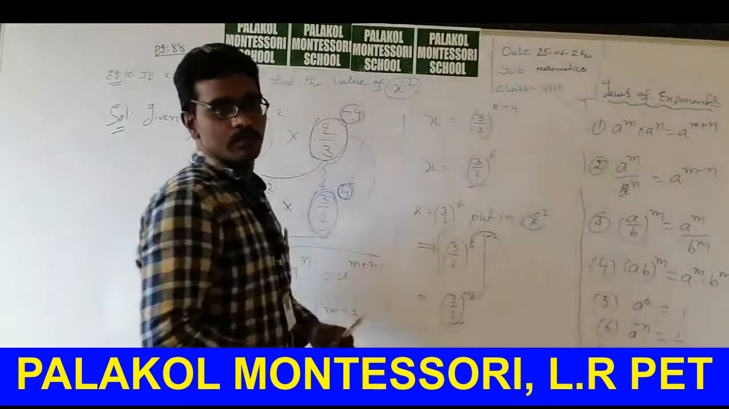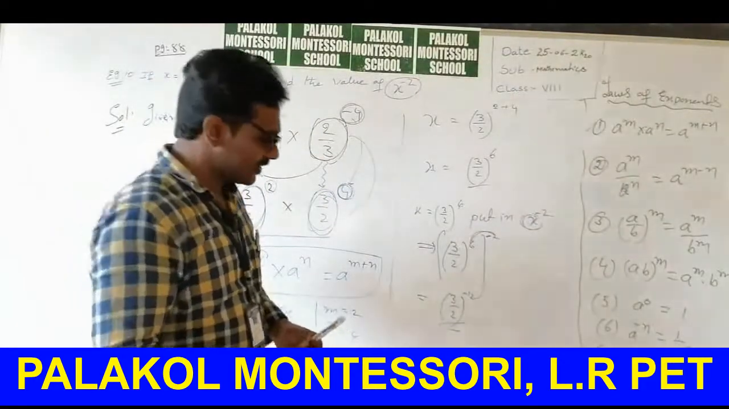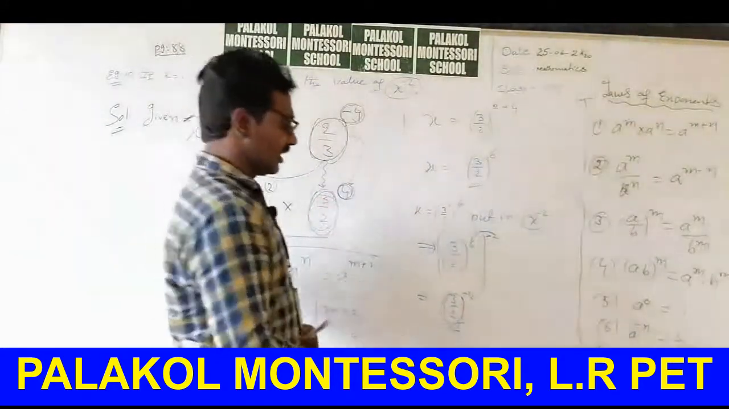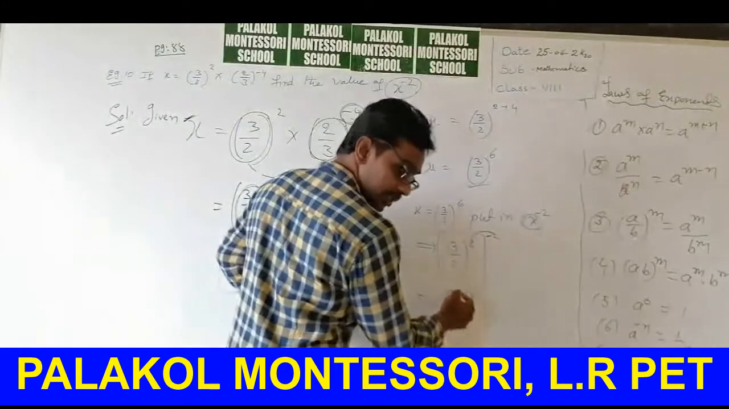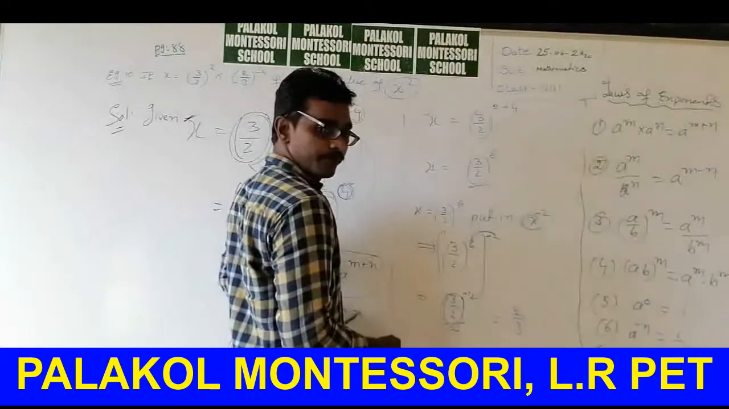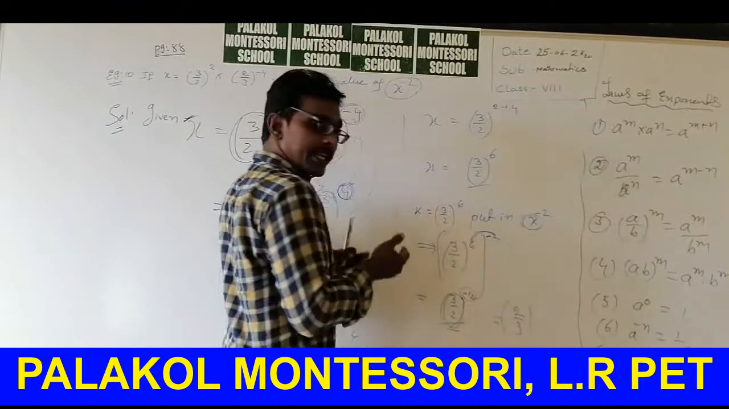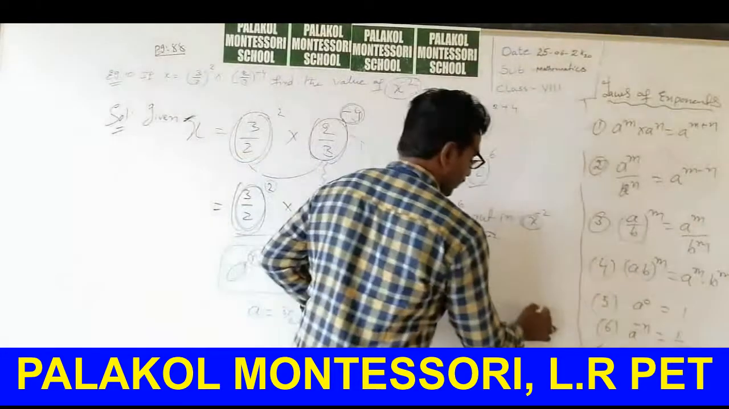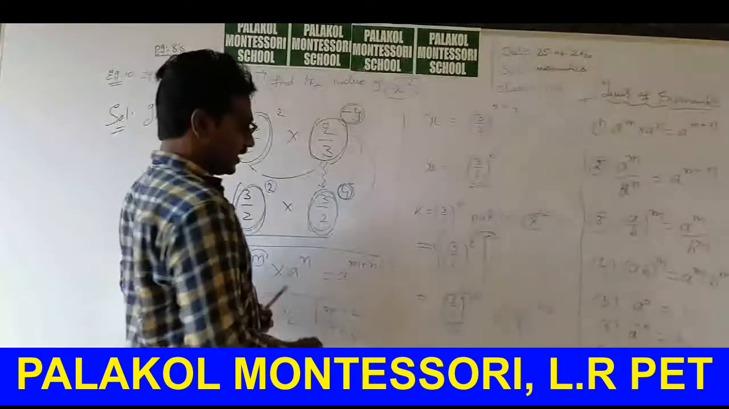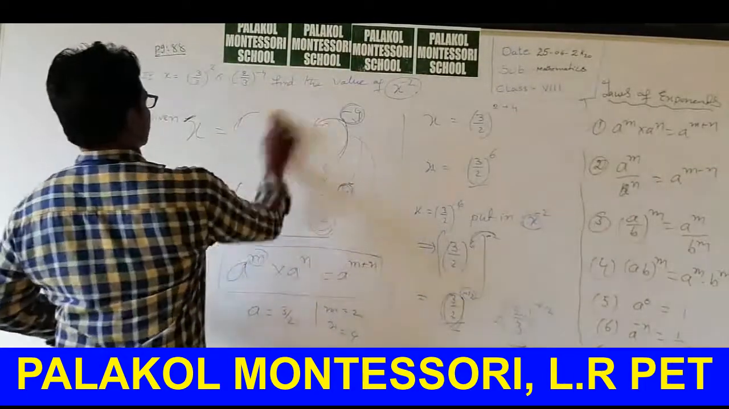The sum is over. If a negative power is there, how do you change it to a positive power? Simply, in this base you reverse 3 by 2. Actually, the base is 3 by 2, reverse it to 2 by 3. In that situation, automatically the negative sign changes to a positive sign. Plus 12. Okay, guys? Okay, the sum is over. Next.